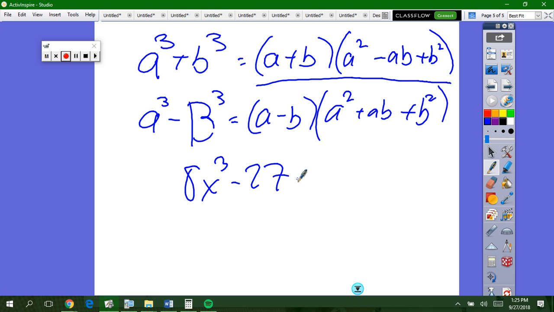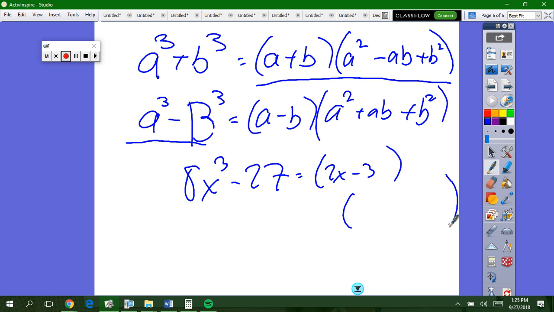So this is a difference of cubes, which means we're going to follow this guideline, aren't we? Okay, Tristan, what's the cube root of 8x cubed? Good. What is the cube root of 27? 3, so this would be minus 3, right? I don't have enough room here, so I'm going to do it below. Is everybody okay with that?